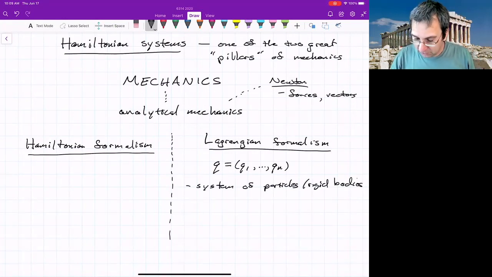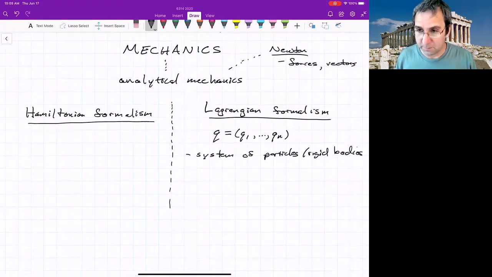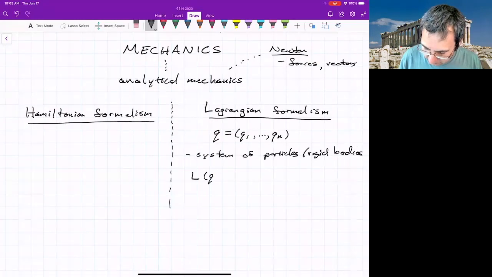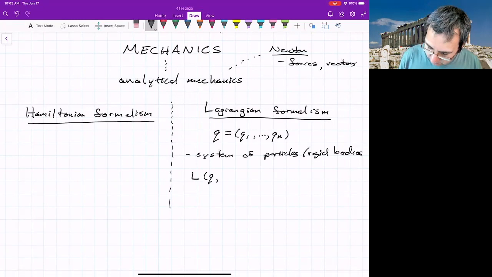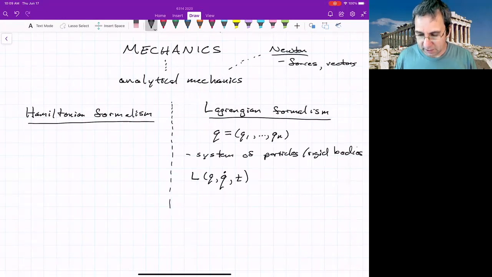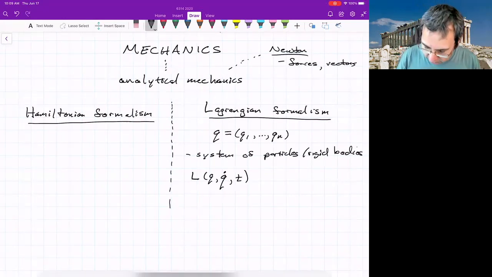And one of the main things about the Lagrangian formalism is that you construct a Lagrangian function, which will be a function of these Qs that you've chosen. So maybe it's the Cartesian components of a set of particles, or it's the center of mass of a rigid body and Euler angles. And you form this function L, the Lagrangian, and it could also technically involve time. So you've got Q and Q dot and T. This is just a scalar function L, the Lagrangian function.